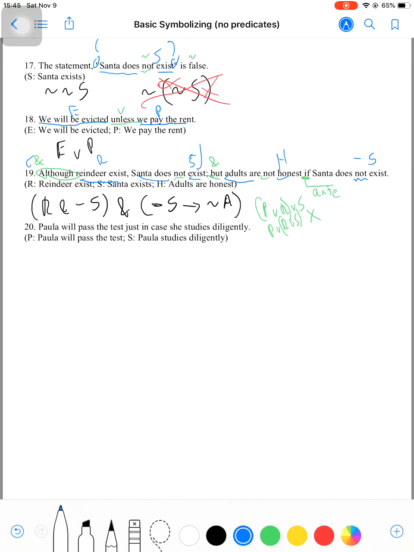Let's keep going. So Paula will pass the test just in case she studied diligently. So we have a just in case. That means that we have something that is a sufficient condition following after this, something in the antecedent. And we can underline our parts. Paula will pass the test, P, if, because we can also translate just in case as if she studies diligently. Then we can write it down. Paula will pass the test just in case she studies diligently. So if Paula studies diligently, then she will pass the test.